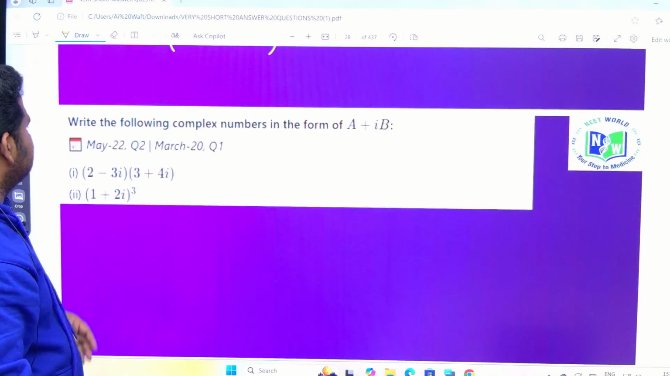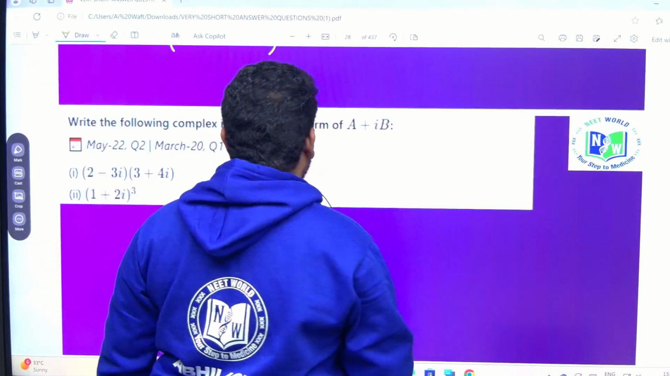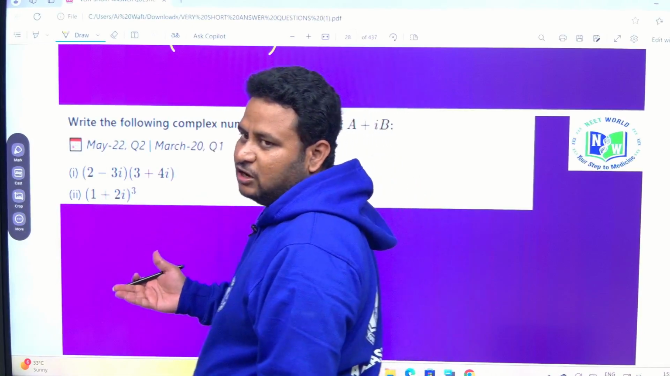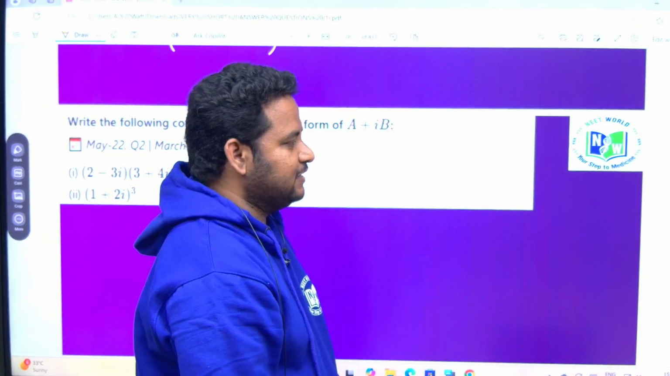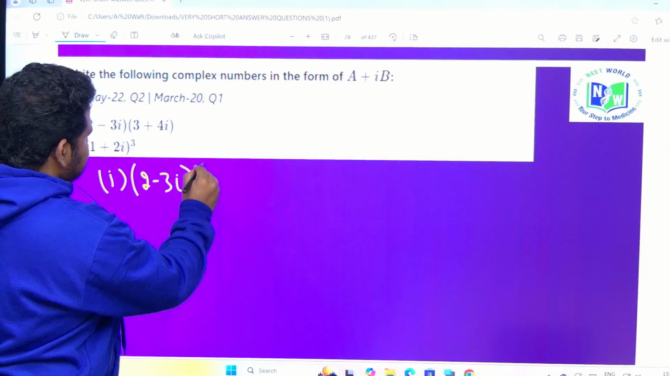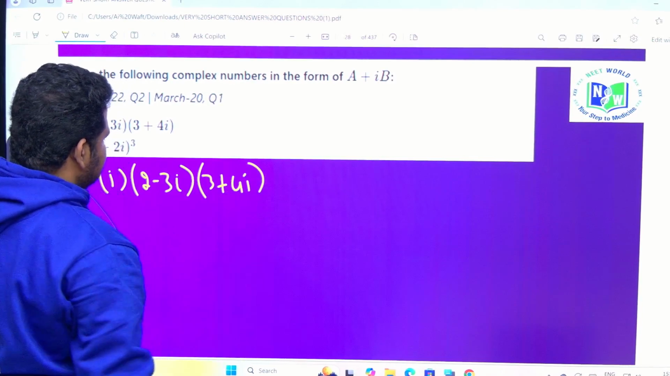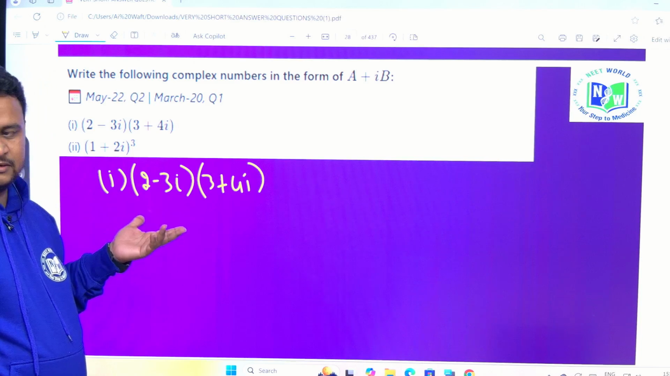Write the following complex numbers in the form of a plus ib. That is, first we have to do the algebra of the complex numbers, then write it in the form a plus ib. So the first question that is given is this. Keep this very strongly in mind, because many times such questions appear in the exams, in EAMCET and NEET as well.